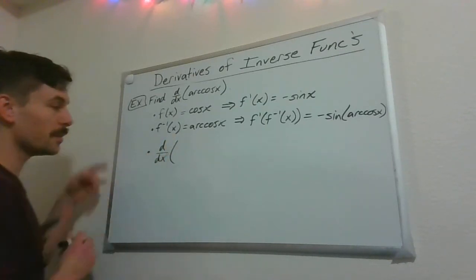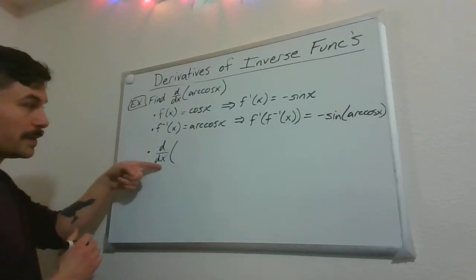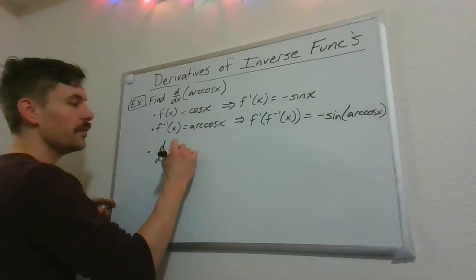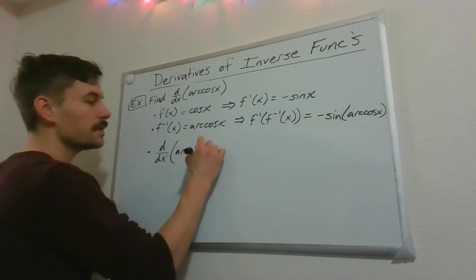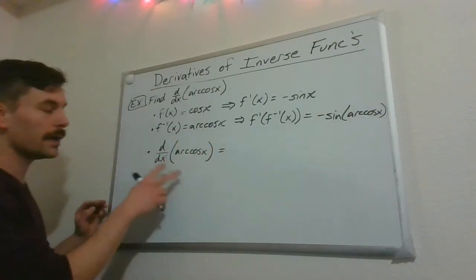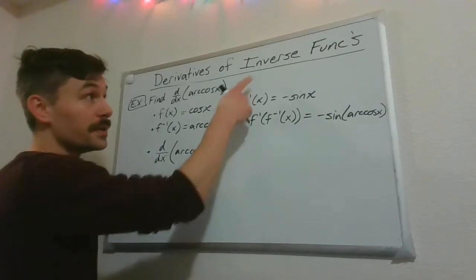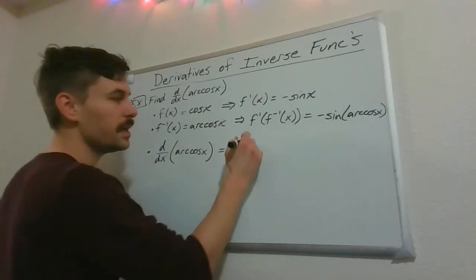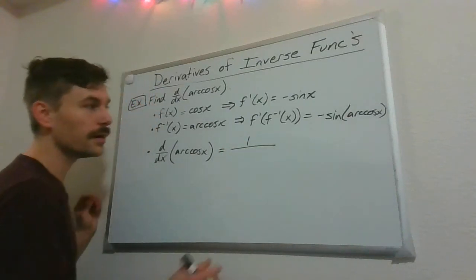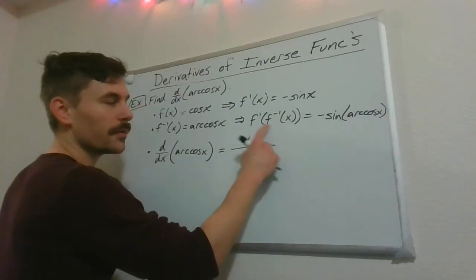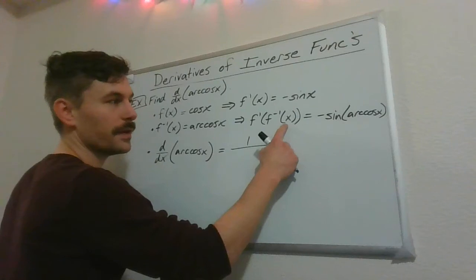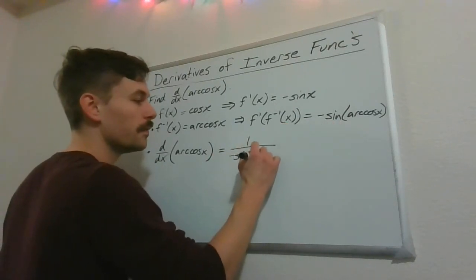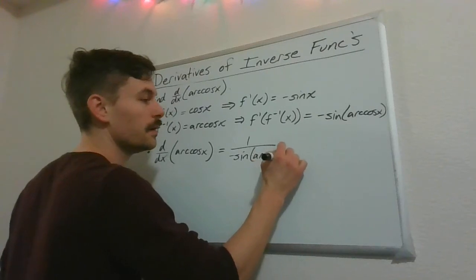d dx, remember this just means the derivative with respect to x of blank. So what is it that we're taking the derivative of? Arc cosine x. And using our derivatives of inverse functions, that general formula, these have all looked the same. It's 1 over, well, we already did some of the work. F prime of f inverse of x. So we did some of the work here. Negative sine of arc cosine of x.